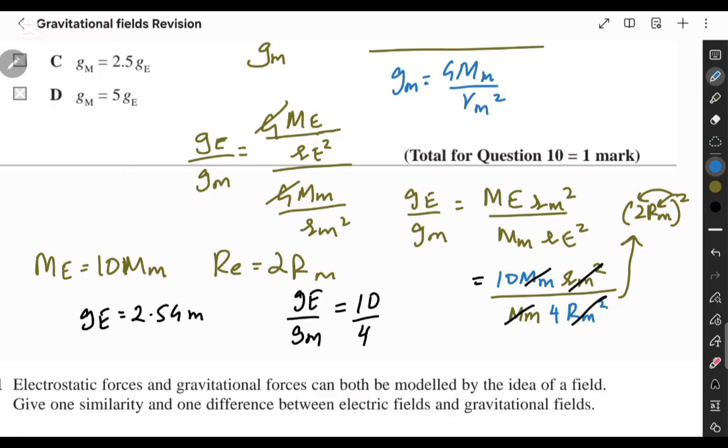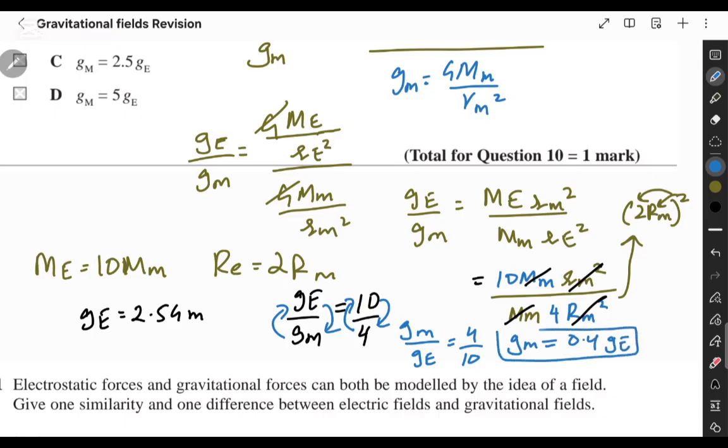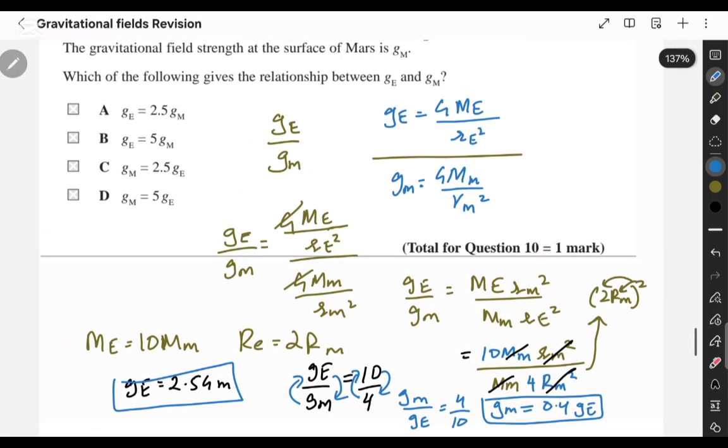And I could flip things around as well, so I could flip this up and this down, and this up and this down. And we would get GM over GE is equal to 4 by 10. So GM is equal to 0.4 GE. Now look, I told you at the start we were going to play around with it, and we could find the two things that we need. Now look up. If you compare, then our correct answer is A.